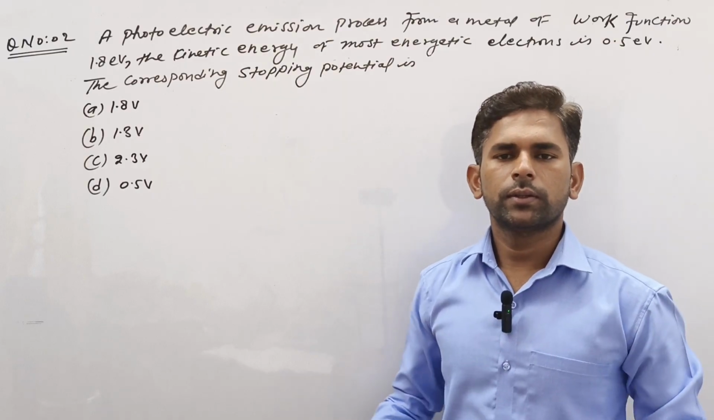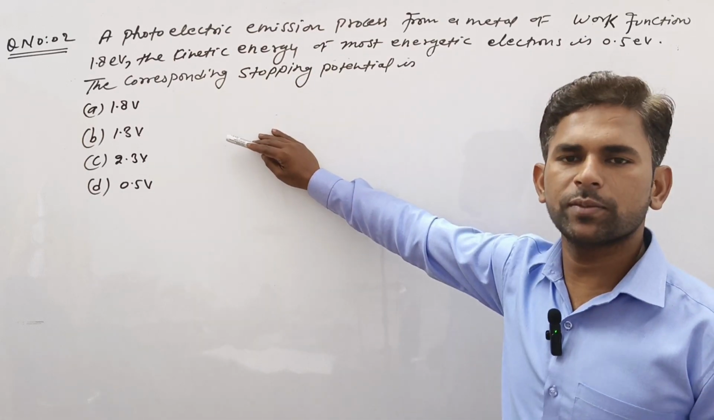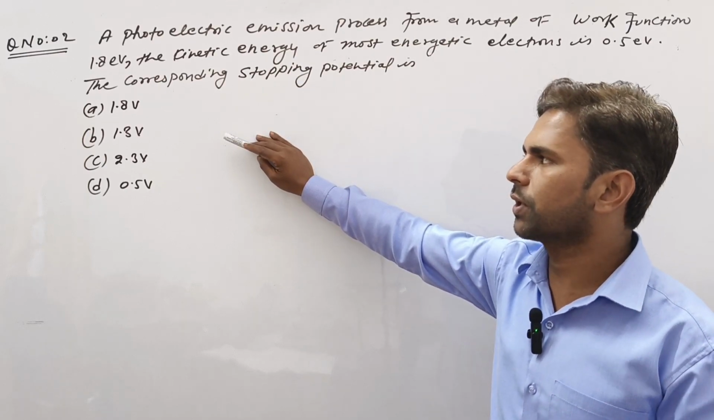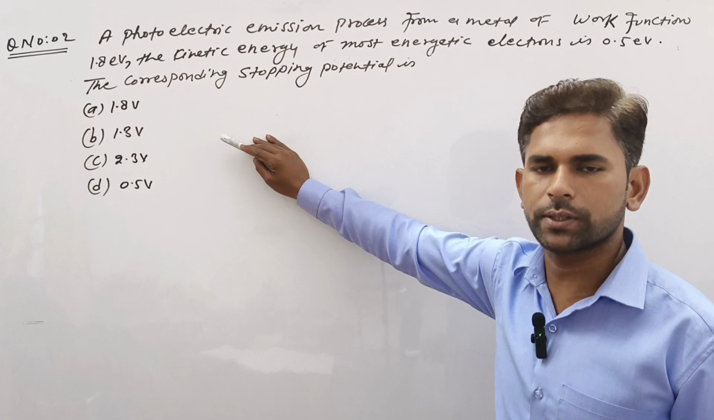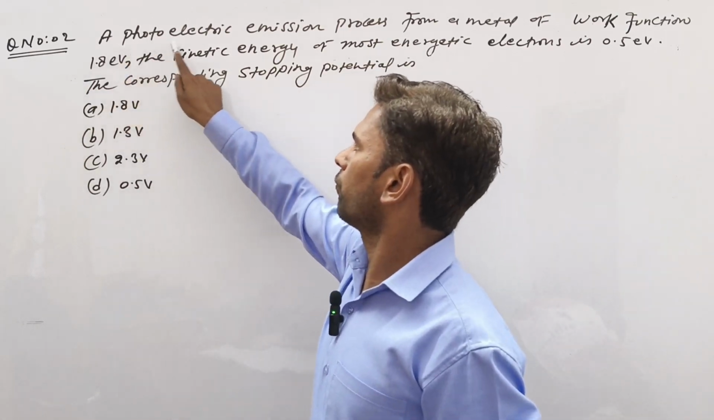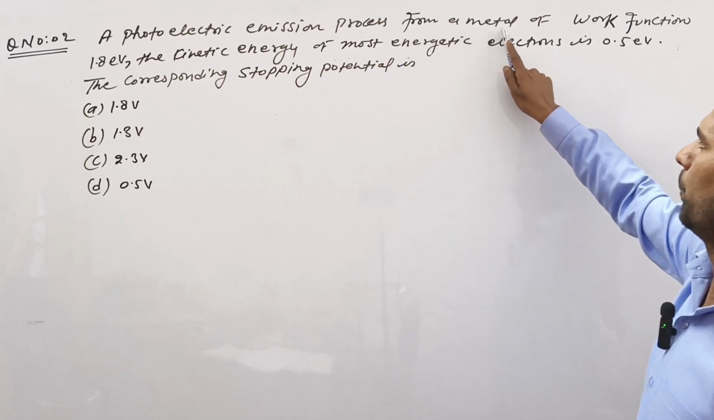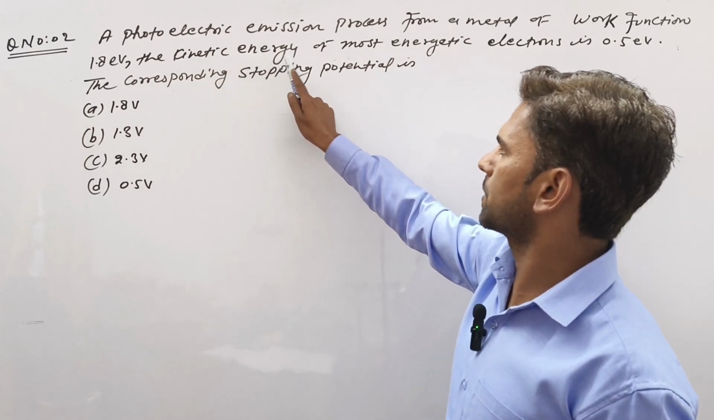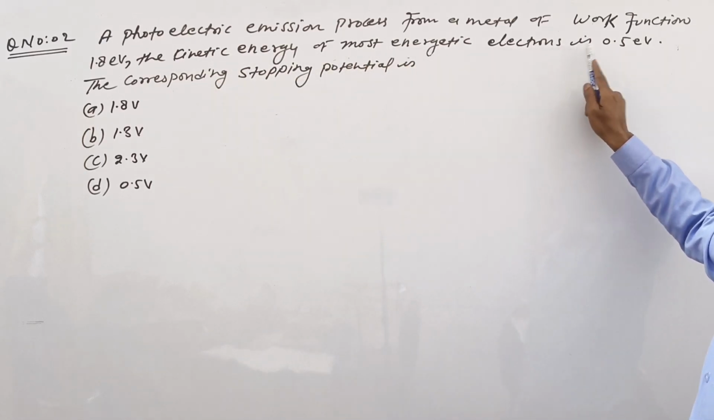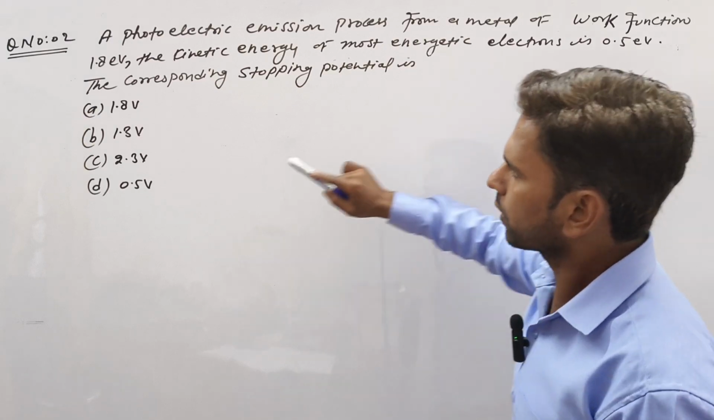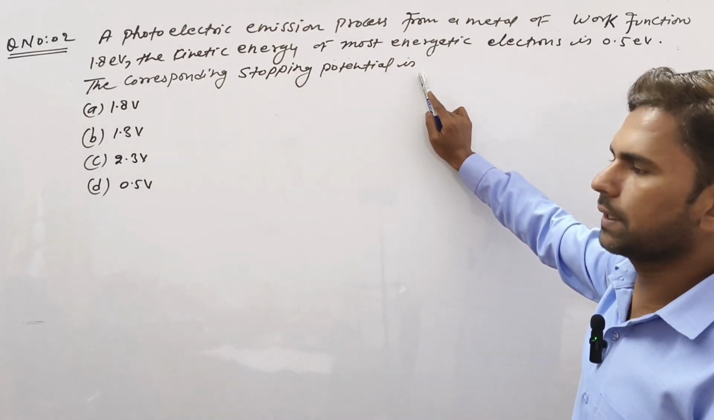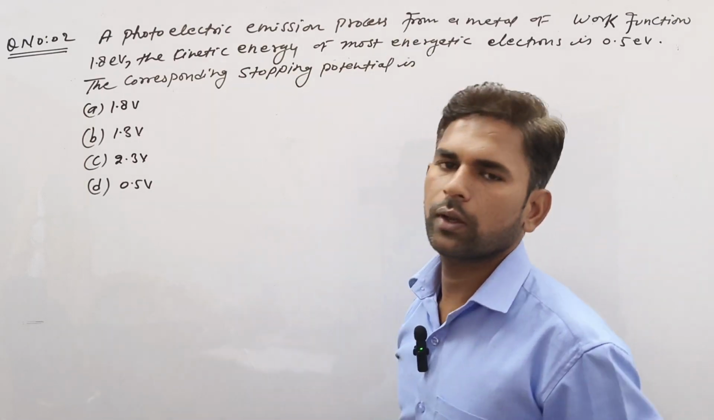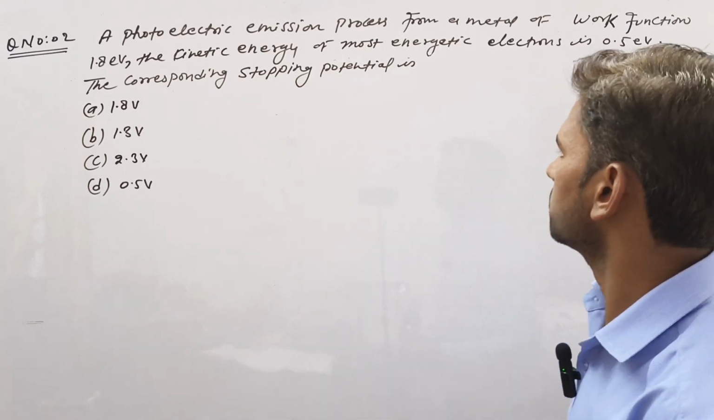Now we are going to discuss question number 2 from the same chapter, dual nature of radiation and matter. This is also an important question, so please focus on the board and read this question carefully. Question number 2: in a photoelectric emission process from a metal of work function 1.8 electron volt, the kinetic energy of the most energetic electrons is 0.5 electron volt. The corresponding stopping potential is? They are asking for the corresponding stopping potential. There are four options given. Which option is correct, we will see after solving this problem.